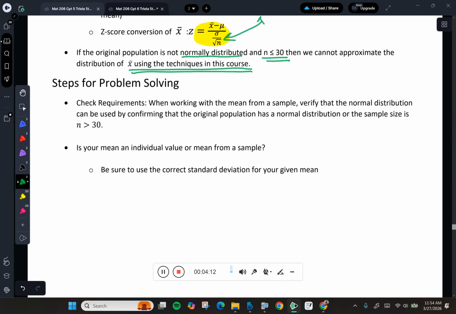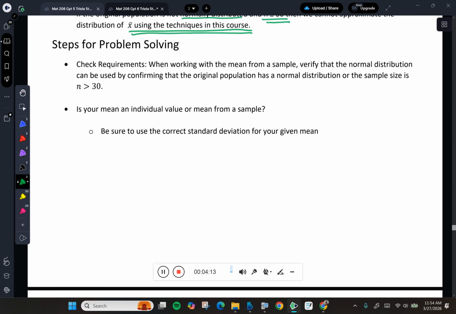All right. In the problems we're going to be doing, we are going to start by checking our requirements. That is to check to make sure that we are sampling properly, either from a normal distribution or a large enough sample, and then calculate the sample means, the mean of the sample means, and the standard error on the mean correctly. Okay.